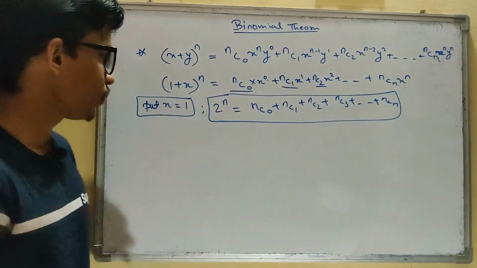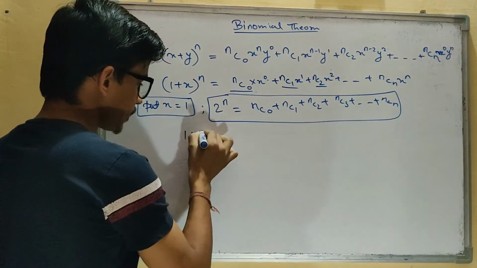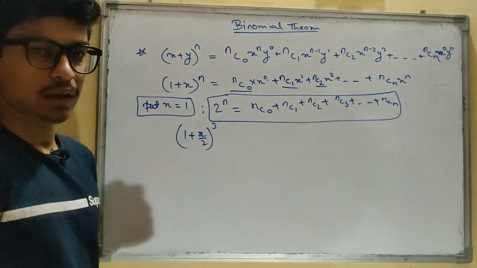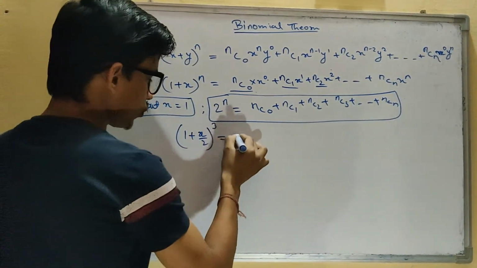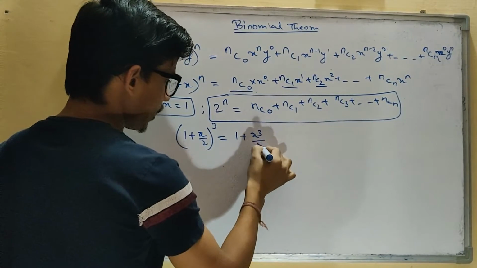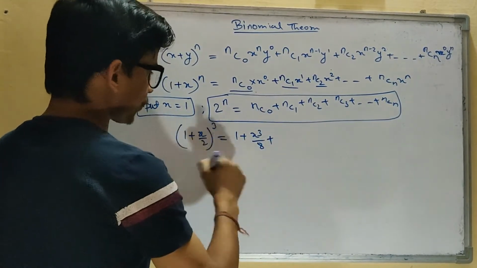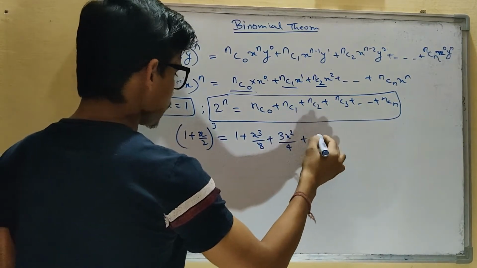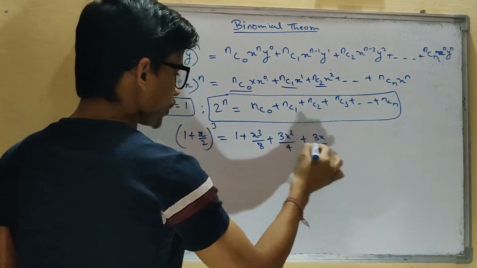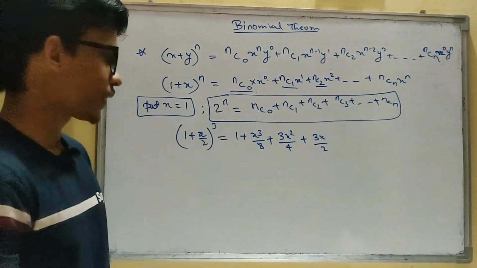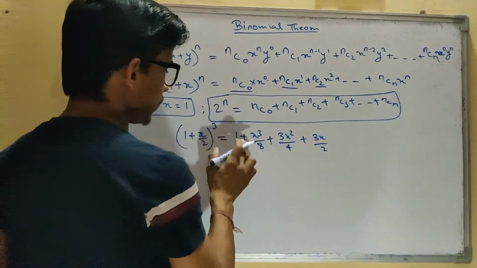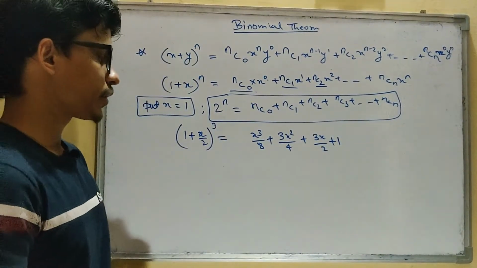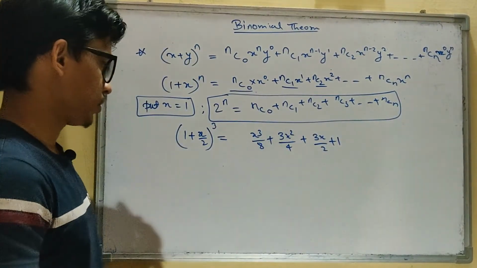You may wonder what happens if the question is like this: (1 plus x upon 2) to the whole power, let's say, 3. If you expand it, it is going to be 1 plus x cubed by 8 plus 3x squared by 4 plus 3x by 2. The expansion will be like this. Or I should write it this way: x cubed by 8 plus 3x squared by 4 plus 3x by 2 plus 1.